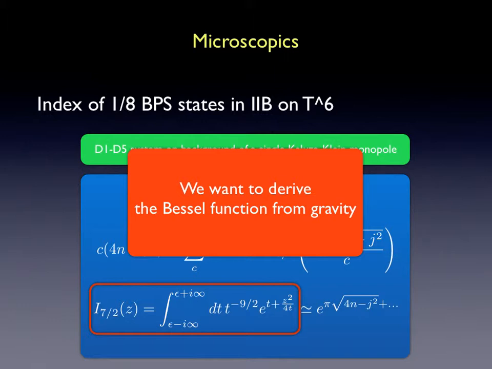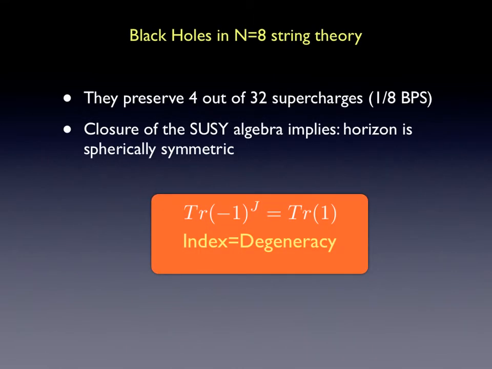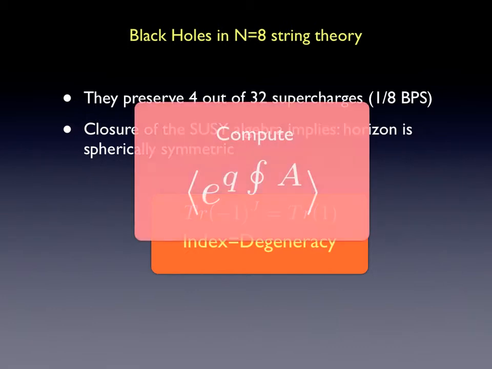Note that in general, index does not equal degeneracy. However, for black holes that preserve at least 4 supercharges, closure of the SUSY algebra implies that it has to be spherically symmetric. Since all the near horizon states carry zero angular momentum, trace of (-1)^J equals trace of 1. So in fact, index equals degeneracy. This establishes an exact relation between the microscopic BPS states and the number of ground states of the conformal field theory. We are left to compute the expectation value of the Wilson line.